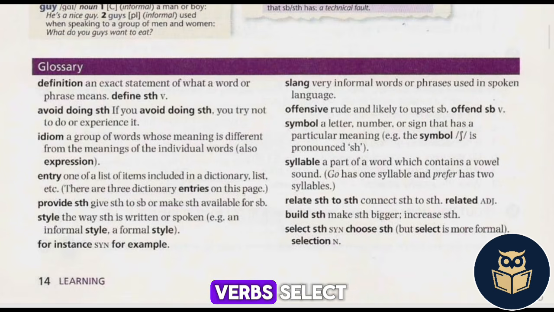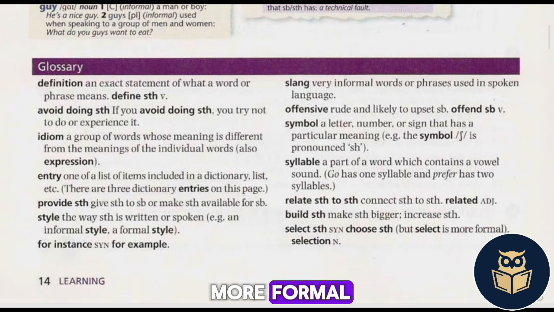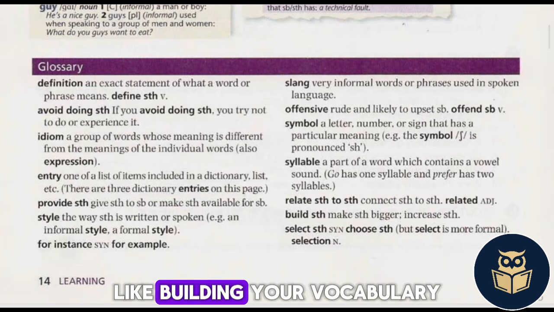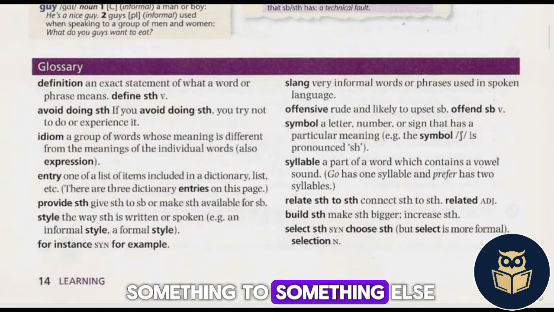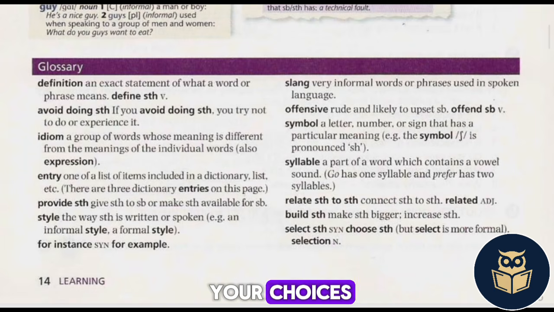Now for some action verbs. Select means to choose, though it's a bit more formal. Build means to make something bigger or increase it, like building your vocabulary. And relate means to connect something to something else. Dictionaries love to give you related words to help expand your choices.